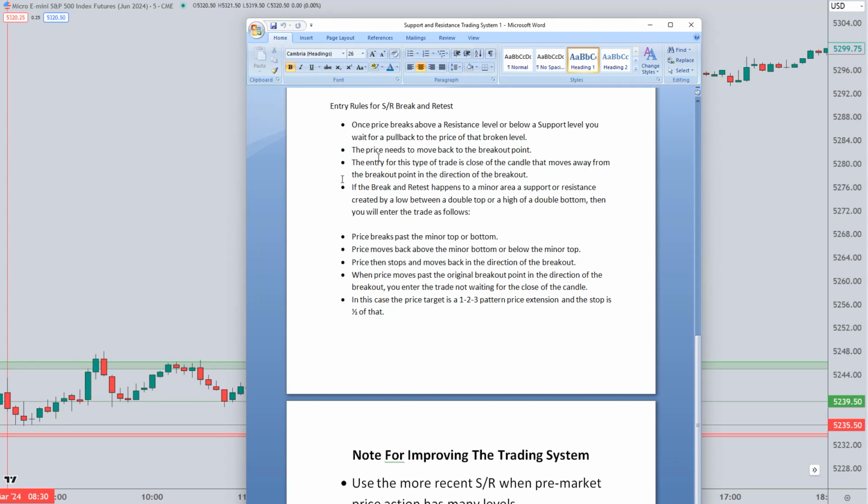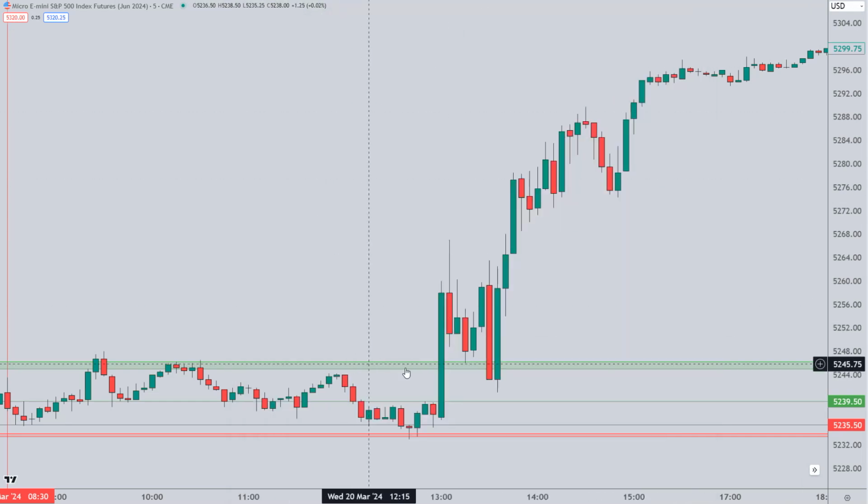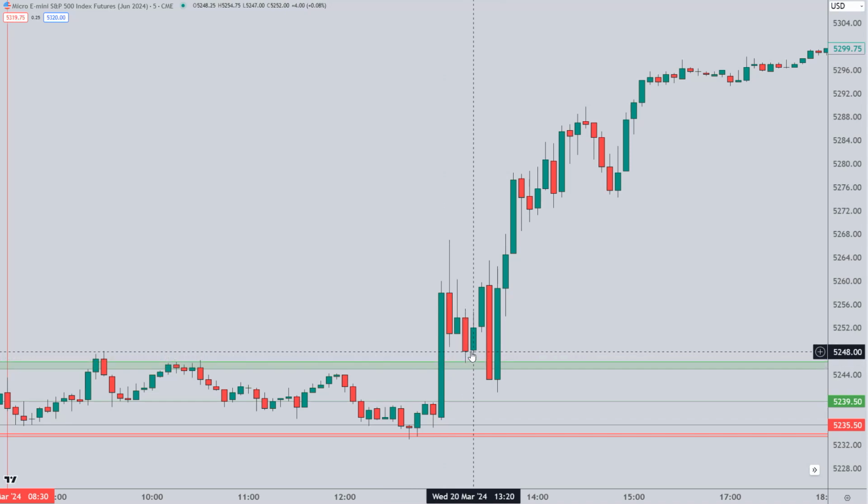So the entry for this type of trade is the close of the candle that moves away from the price breakout point in the direction of the breakout. So it touches it right here. It does close right here, but this candle didn't move away from it, it closed in the direction of the retracement. So this is the candle that closes in the direction of the actual breakout. So this is our entry point right there.